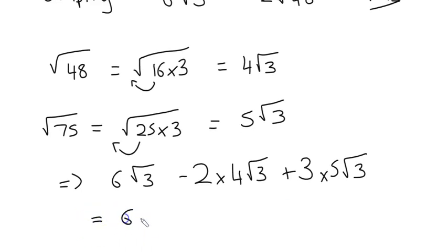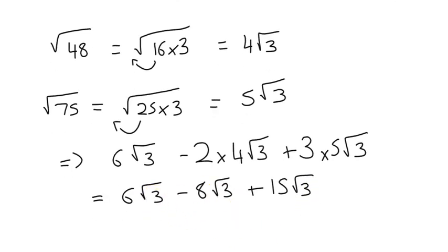So that's going to become 6 root 3 again, minus 8 root 3, plus 15 root 3. And now what we can do is treat these root 3's like x's. So imagine we had 6x minus 8x plus 15x. So that would be 13x, or in this case 13 root 3.